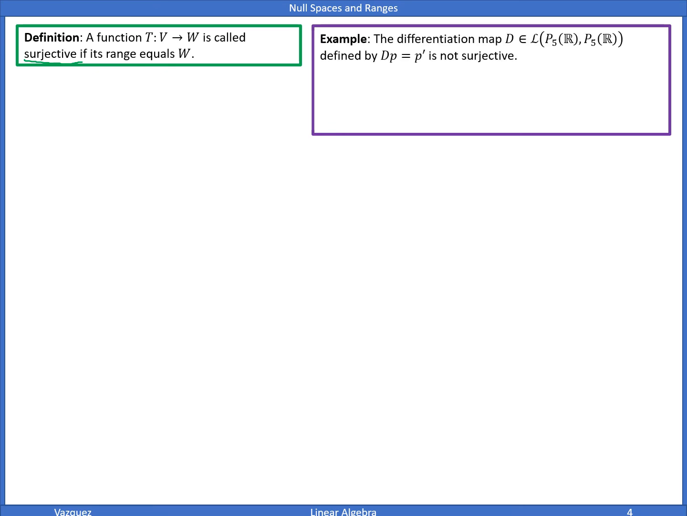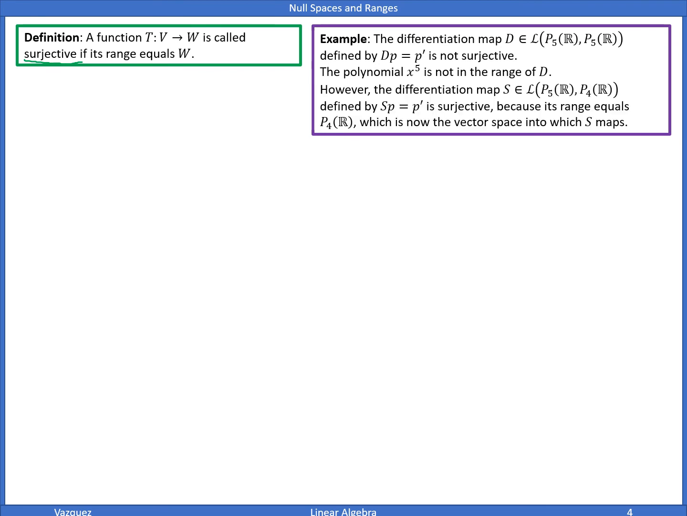An example, this should be like a non-example. The differentiation map from polynomials with degree at most 5 to polynomials with degree at most 5 is not surjective. Why not? Well, because the polynomial x to the 5th is not in the range of D. There's no polynomial in our domain for which its derivative will equal x to the 5th. However, if we were to map polynomials with at most degree 5 to polynomials with degree at most 4, this is surjective.